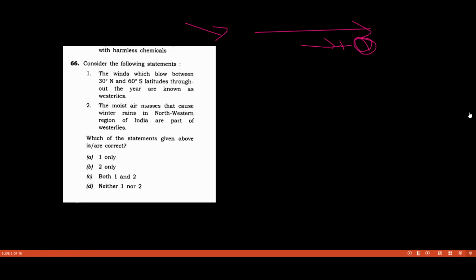For example, if you see this question, it is said that consider the following statement. The winds which blow between 30° north and 60° south latitude throughout the year are known as westerlies. Now, everybody knows that from 30° north to 60° north and from 30° south to 60° south we will find westerlies. All right, but here a small play is there, that in one statement it is written north and in one it is written south.